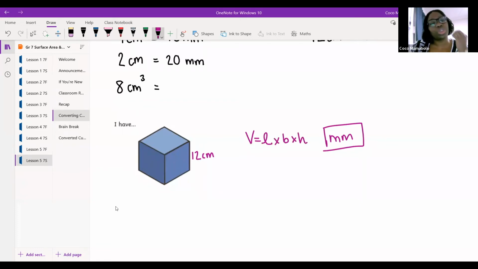Anybody got an idea? I want to see if anybody else is with us here. We're definitely going to multiply, but what? What are we calculating for here? What are we going to do?